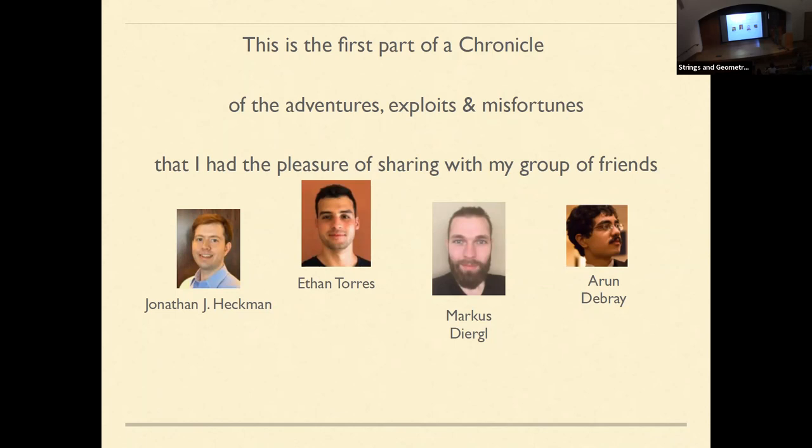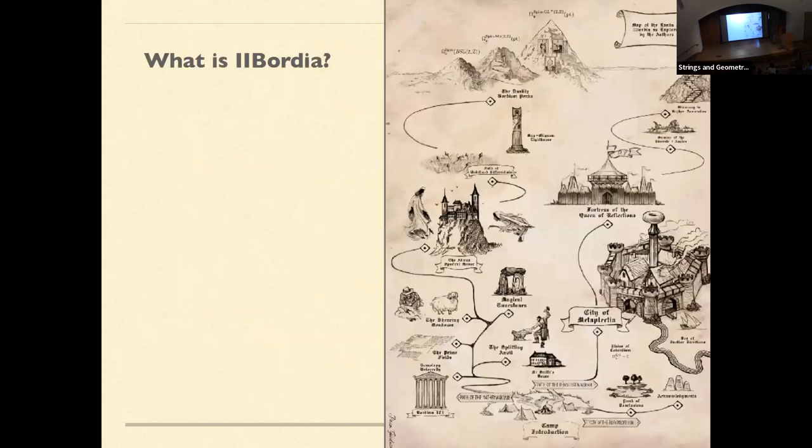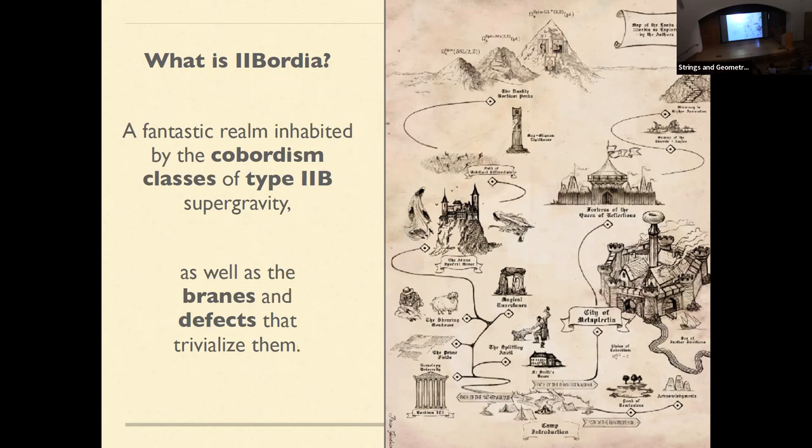This nice group of people, over the course of a two-year-long voyage throughout the lands of IIBordia. So what is IIBordia? IIBordia is a magical realm, like Narnia or Middle Earth, which is inhabited, instead of by elves and dwarves, by the cobordism classes of type 2B supergravity. And not only the cobordism classes of type 2B supergravity: in IIBordia, you can also find the branes and defects that trivialize these cobordism classes.